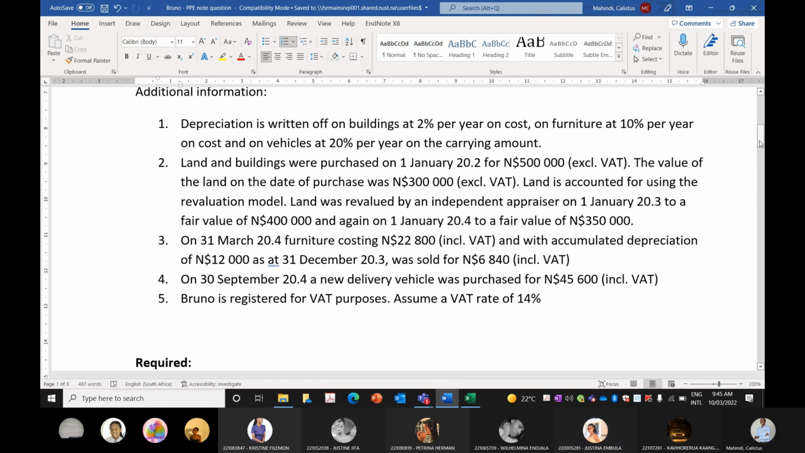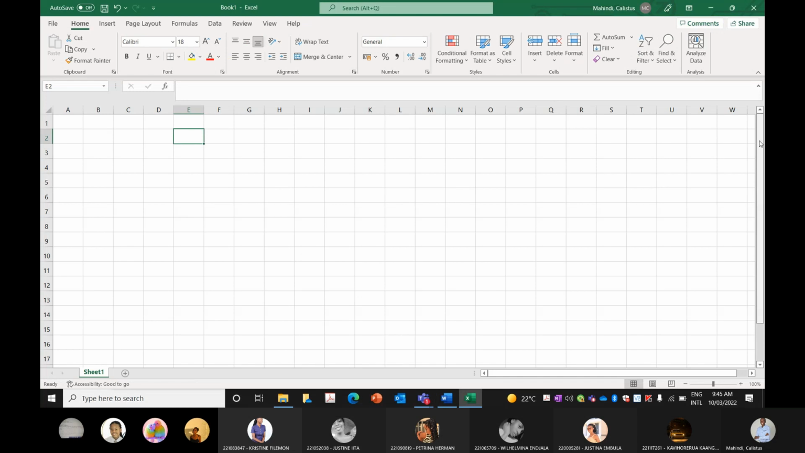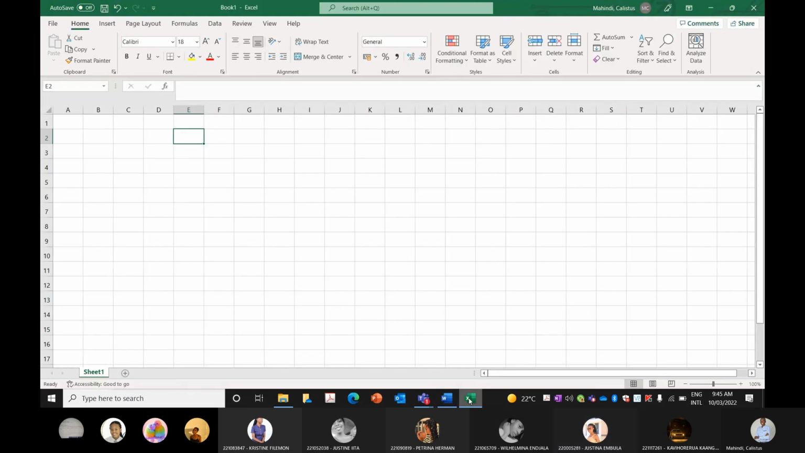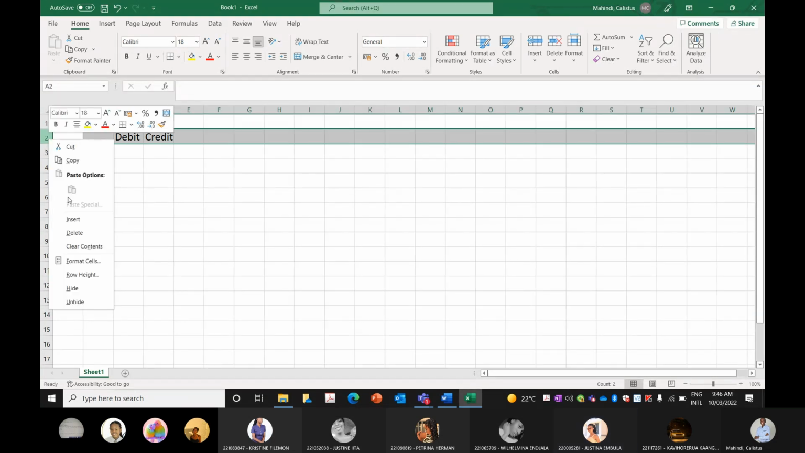The part where it says prepare the journal entry on 1st of January 20.3, right? So let us prepare the journal entry. What was the cost? It was 300,000 and it was revalued to 400,000. So what is the journal entry to account for the revaluation? Okay, so I'll have my debit here and my credit. You should always give this a title. Let me just do it properly.